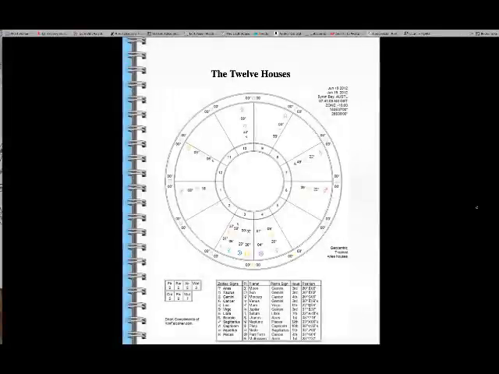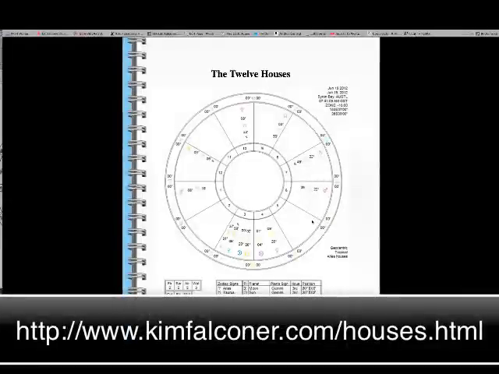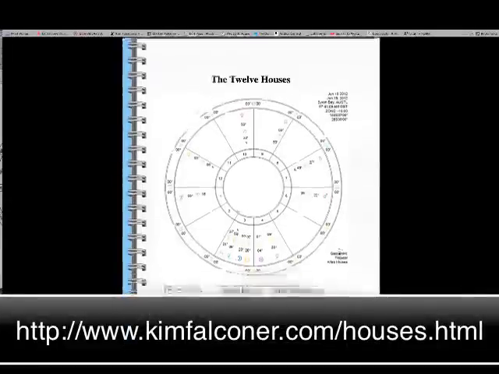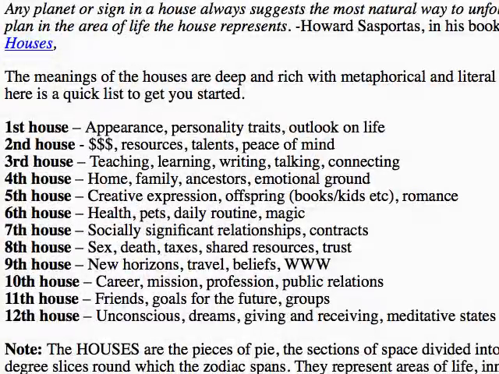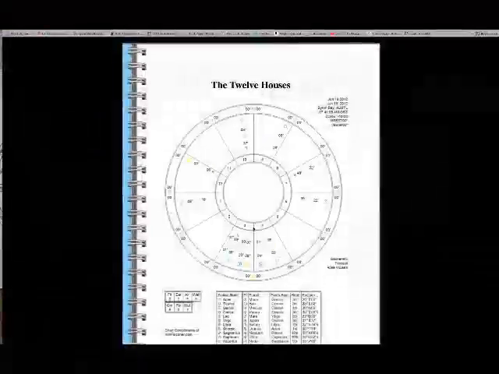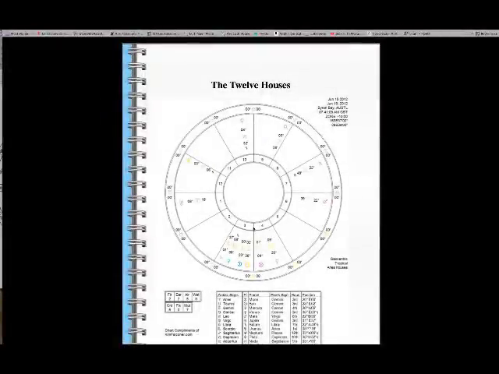Now, that sounds really complex, and the easiest way for me to teach you about the derivative houses is to simply show you. A good way to start is just go to my notes on the 12 houses at kimfalconer.com/houses.html. There, if you scroll down, you're going to get a very brief overview of what the houses are and some keywords for each house, 1 through 12. If you do this, you're going to have a reference to refer back to when we talk about turning the wheel and how we're going to understand the derivative houses. Here's how we do it.